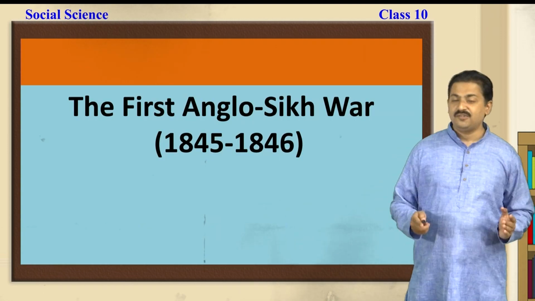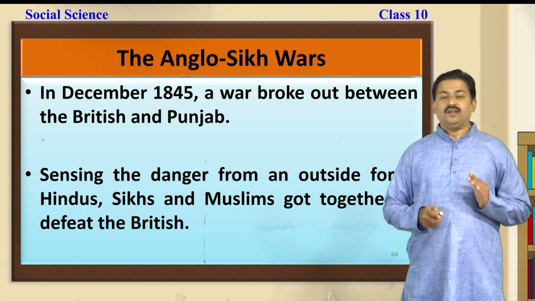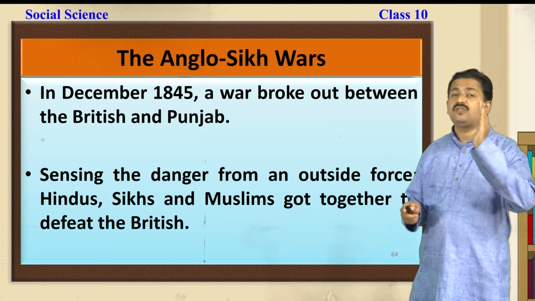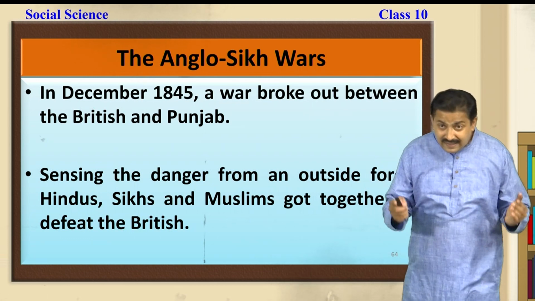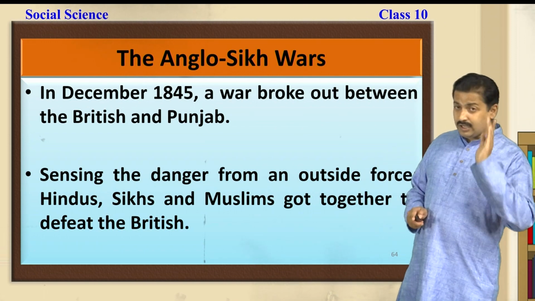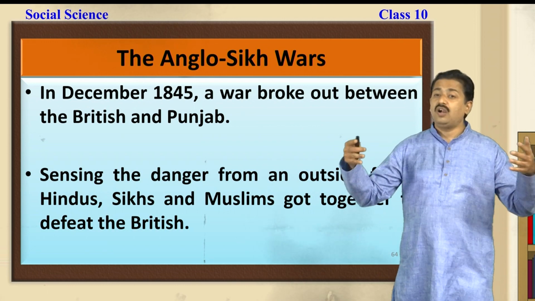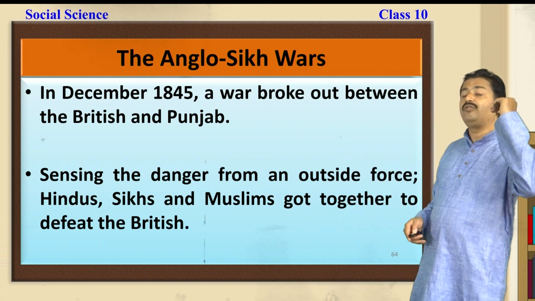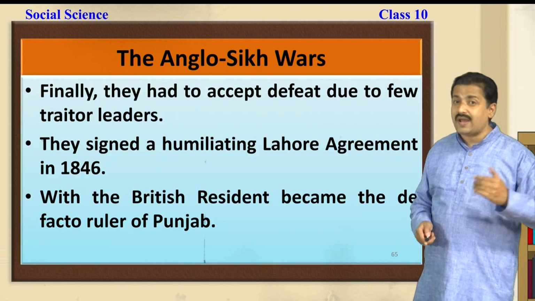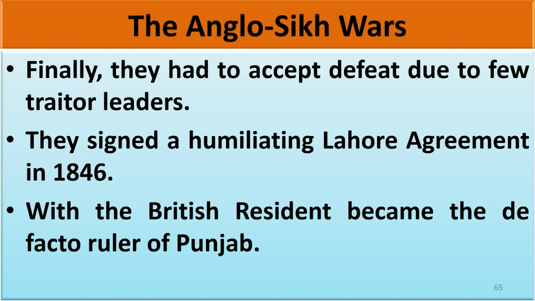Dear students, let us know the first Anglo-Sikh war. In December 1845, a war broke out between the British forces and Punjab. Sensing the danger from an outside force, the people of Punjab, particularly Hindus, Sikhs and Muslims, got together and tried to defeat the British. But they were not as powerful as the British army. They were not well equipped and not well organized. Therefore, they were all defeated.